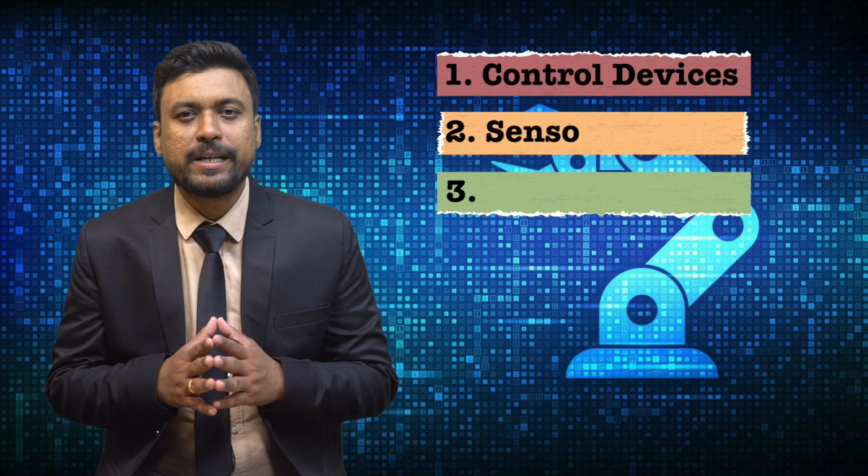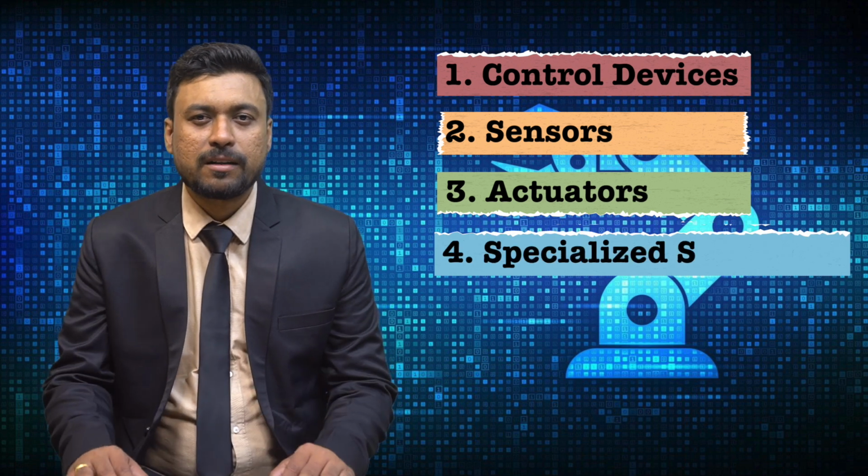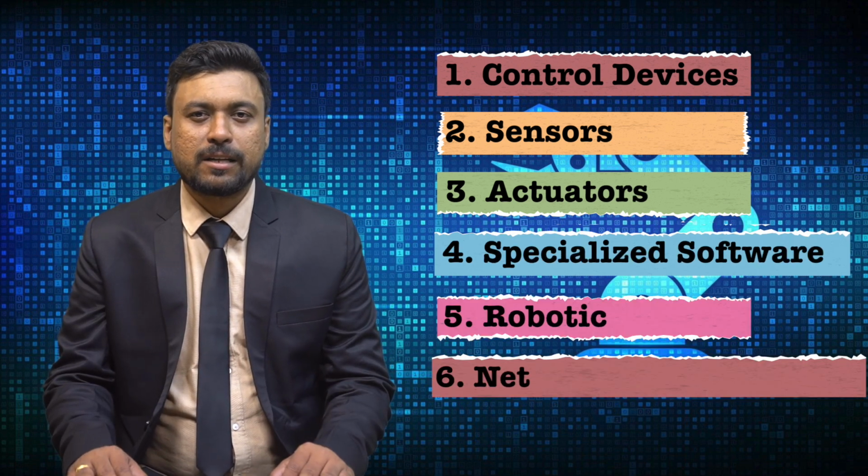In simple words, industrial automation means using computers, robots, and technology to control machinery and processes in factories. This reduces the need for human involvement and improves the efficiency, productivity, and the safety in manufacturing. Now let's talk about the key components of industrial automation. The key components are control devices, sensors, actuators, specialized software, robotics, and network communications.